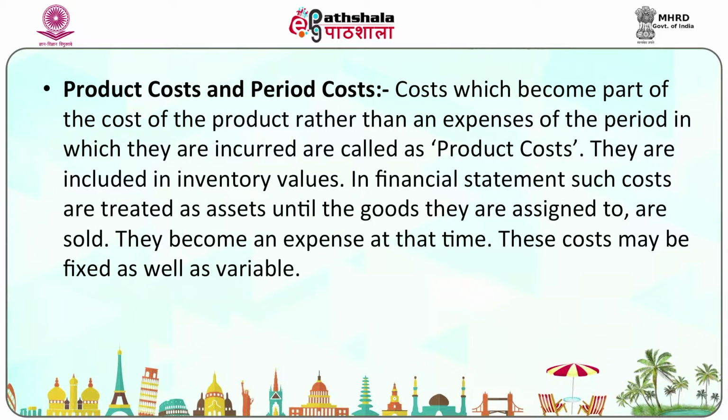Next, the product cost and period cost. Costs which become part of the cost of the product rather than an expense of the period in which they are incurred are called product costs. They are included in inventory values. In financial statements, such costs are treated as assets until the goods they are assigned to are sold. They become an expense at that time. These costs may be fixed as well as variable.